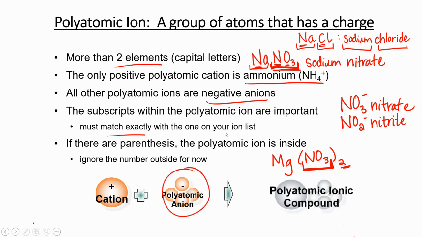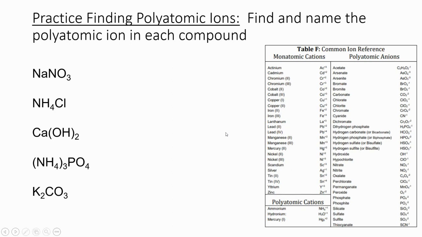So let's look at some examples of how we find them. So again, we look and we say, oh, we've got more than two capital letters. We don't see an ammonium at the beginning of the name, so we must have a polyatomic ion here. We scan down for NO3. We stop when we find it, and that one's nitrate.